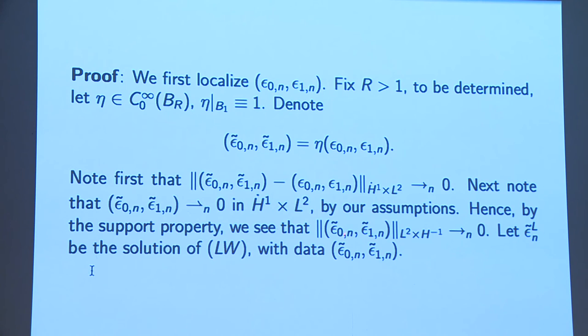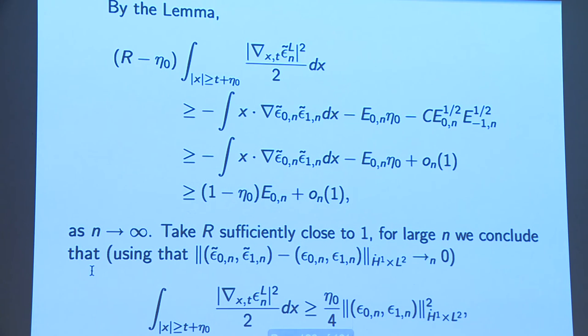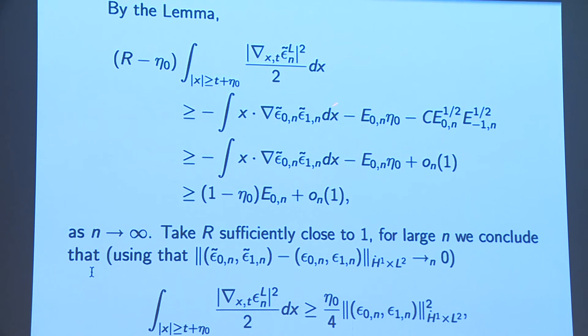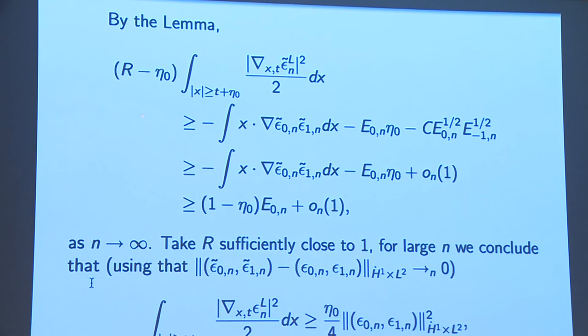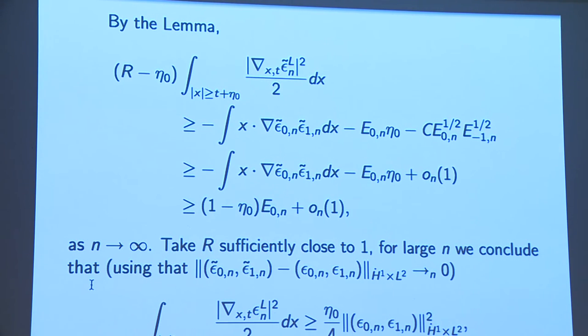So this is true, and this data now goes to zero in L2 cross H minus 1. And now I look at the corresponding solution to the wave. And now I just use the lemma. I'm in condition to use the lemma, because the lemma just said that it had to be supported in some ball of some radius, and the radius is 1. And I pick this r bigger than 1. So this is exactly the statement of the lemma that I just discussed.